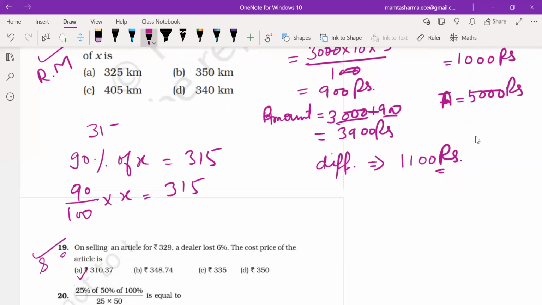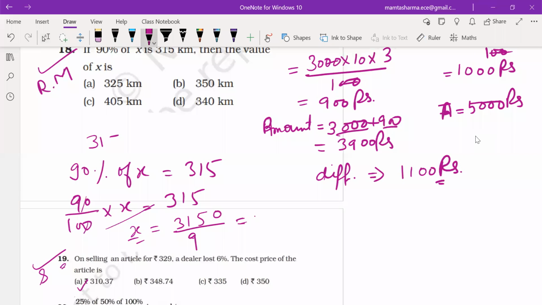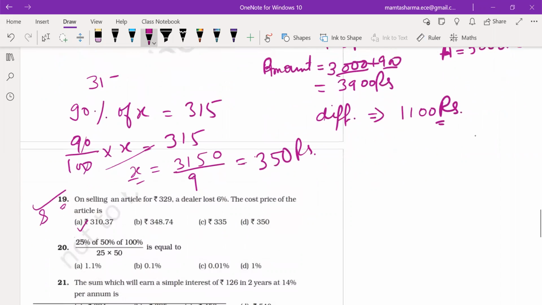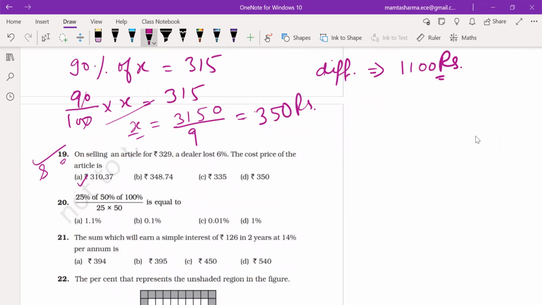Mahavir, please check the answer of 19. So the x would be, 0 will get cancelled out. Here the x would be, cross multiply, multiply this 10 with 3150 divided by 9. So Gohit, after dividing 3150 by 9, what is it? Ma'am, I got it as 350 rupees. Ma'am, I too got the same, Shiva Pranav. Okay, clear. Correct, 350. Now Ritvik Nimala is getting 3110.